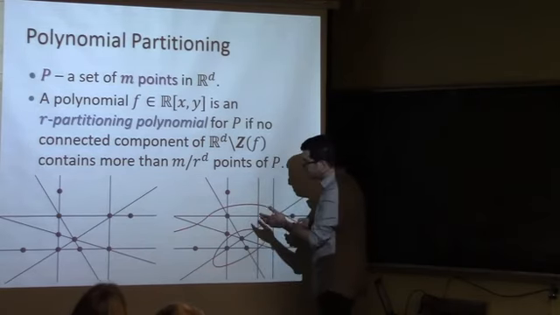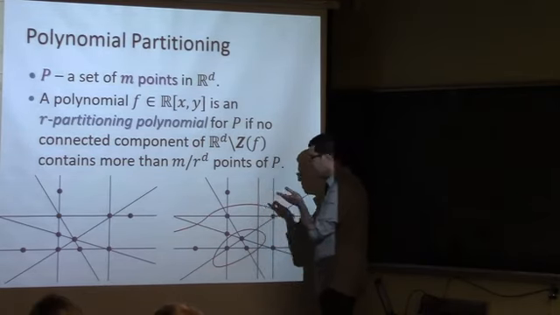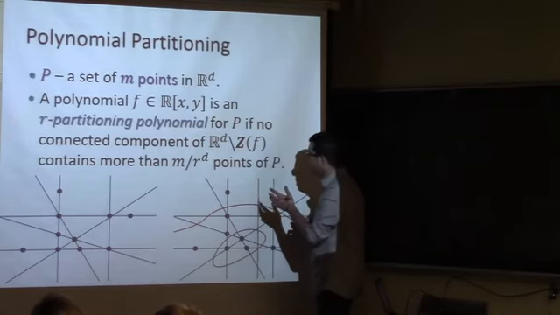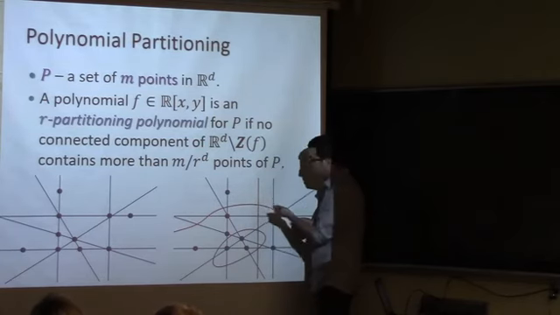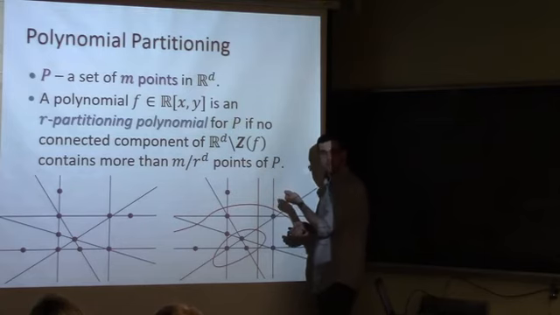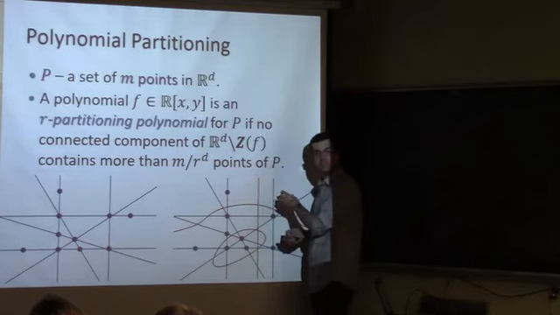You can think of its zero set as some curves in the plane or varieties in space in the general case. And when we throw these red curves out, the zero set of the polynomial, it partitions the plane or the space into cells, into maximal connected components. Each of them we'll think of as a cell.